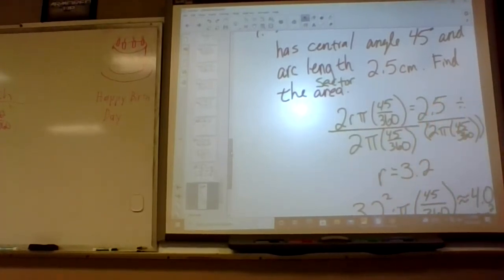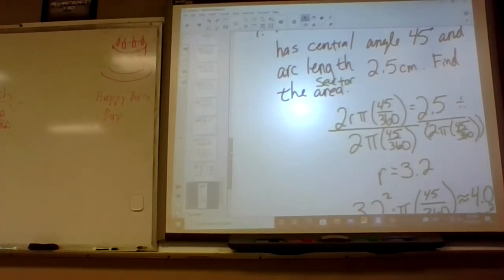Okay, yeah, I got it. So you are wanting us to find the sector area, right? Does that mean we have to find the degrees and the radians and the sector? They told us the degrees was 45.